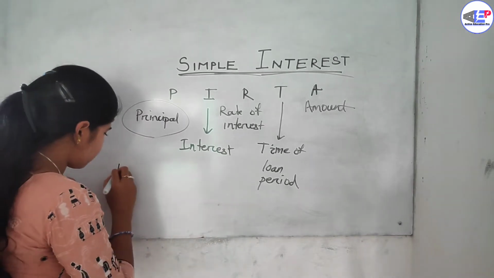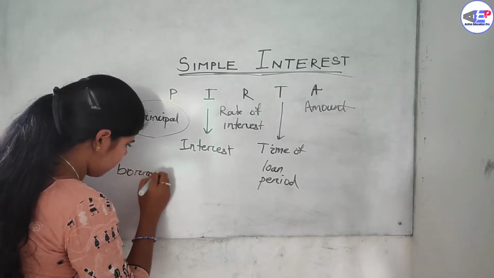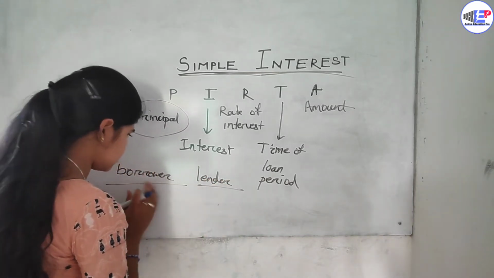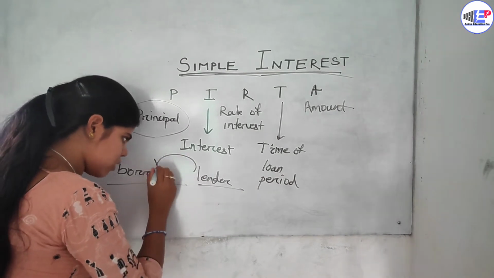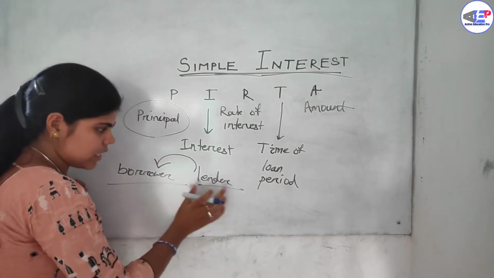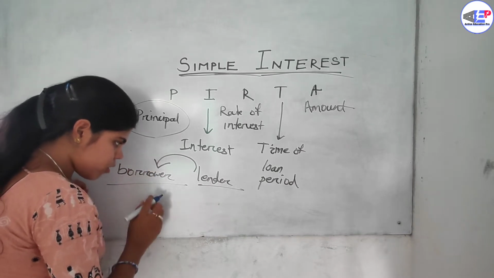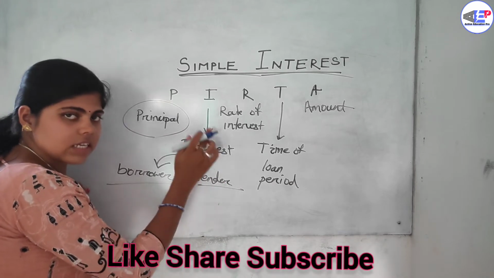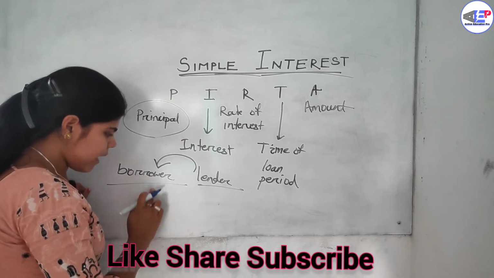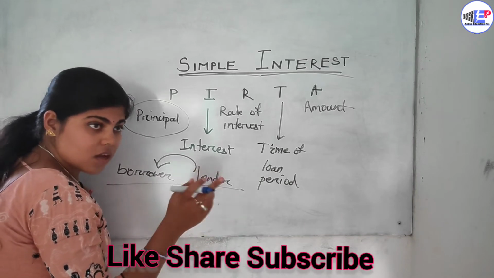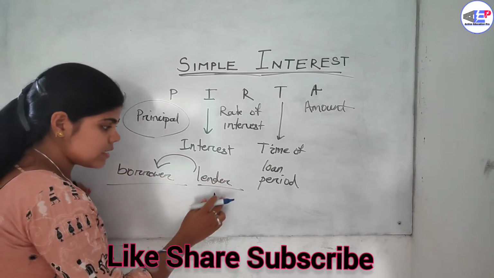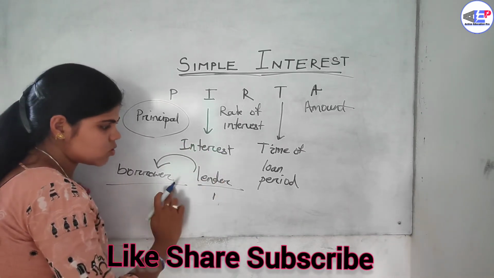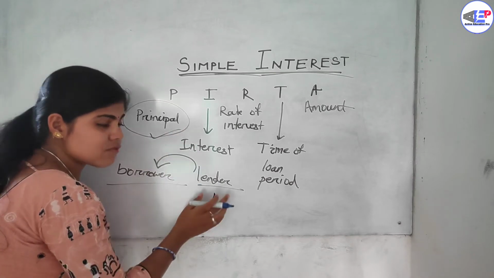Remember, there are 2 characters. One is the borrower and another one is the lender. The lender gives the loan to the borrower, and the borrower has to pay the interest to the lender. Interest is the extra money, the additional money paid by the borrower to the lender for using the principal of the lender. The lender gives the principal to the borrower, and the borrower has to pay the interest to the lender for using the principal given by the lender.